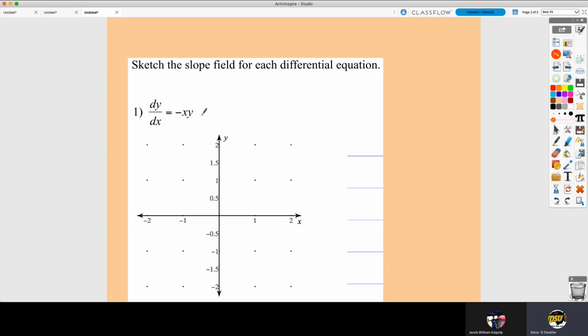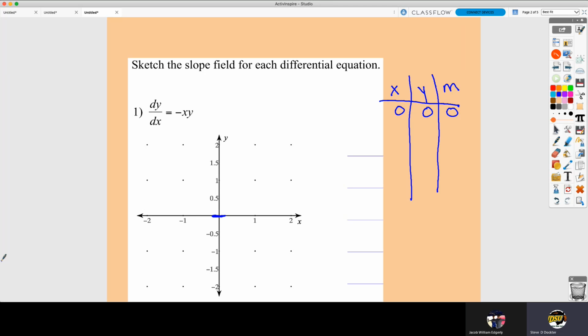Now, what I've had some kids do in the past is make what I call an XY chart, but we're adding in our slope here. We're going to do this for each of our 25 points. Say we start in the middle, at the point 0, 0. If we plug 0, 0 into our equation, what do we get? We get a 0. Now, a slope of 0 would be straight across here.